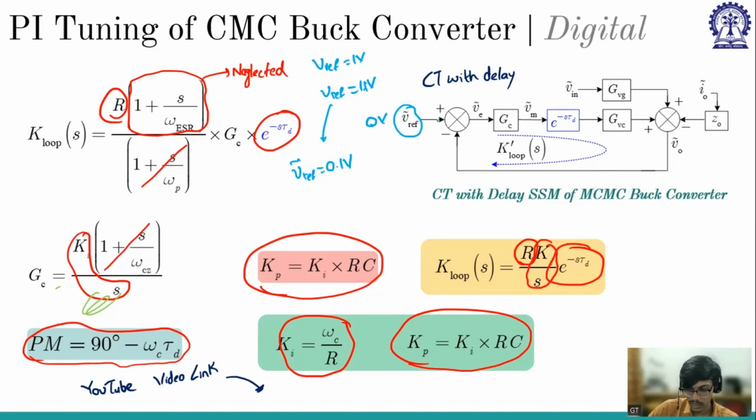So my new reference has come. Again, this V0 should track that reference and it should go to that new steady state, and it should stay at that new value so that again my error becomes 0. So this is the reference transient.